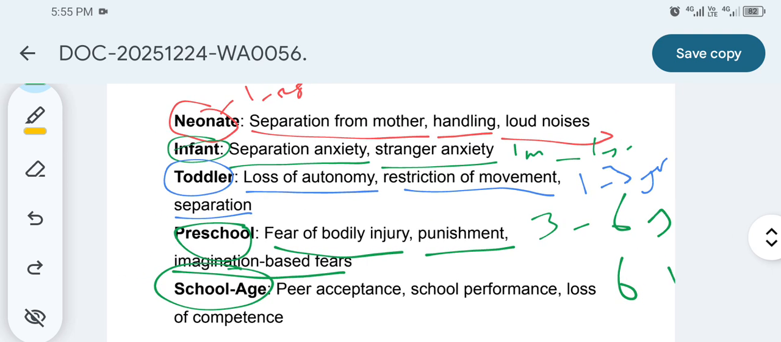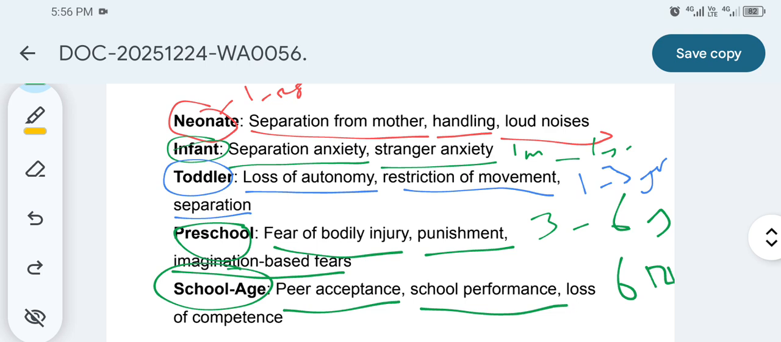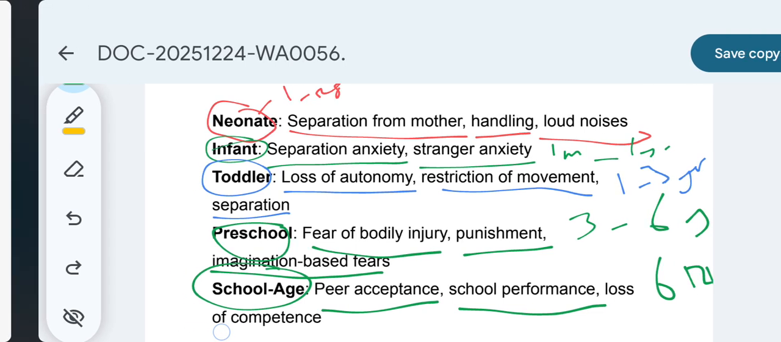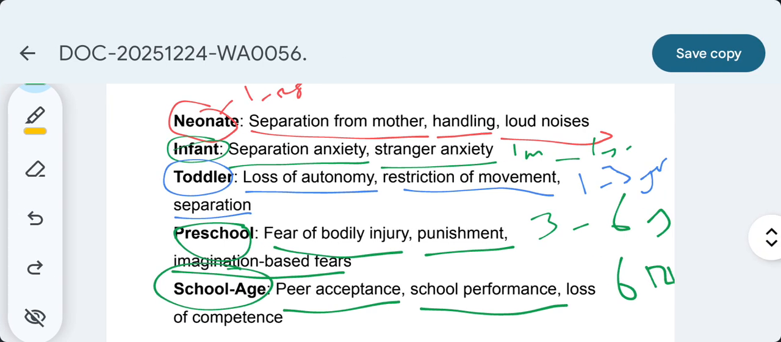And then the school ages, now we are talking about someone who is 6 years to 12 years. The normal stressor is peer acceptance. They want to be accepted by friends. They want to be respected. They also want to do well in school. And they want to be good at things. Loss of competence. Immediately they lose this, then they start being stressed. So they don't want to lose competence.